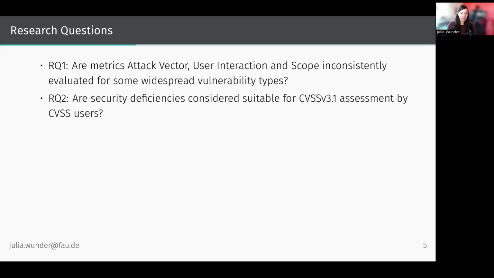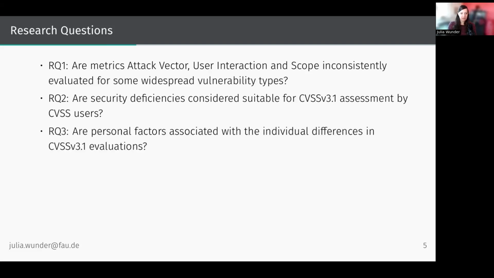Then the next research question: are security deficiencies considered suitable for CVSS assessment by CVSS users? Security deficiencies are a special case because these are not vulnerabilities on their own, but rather something like a missing security protection mechanism. So these only become dangerous in combination with another vulnerability. According to CVSS documentation, these should have a rating of none, but in practice, these are often given ratings from medium, even to high, even to critical. So the question here is, are these security deficiencies considered suitable for CVSS?